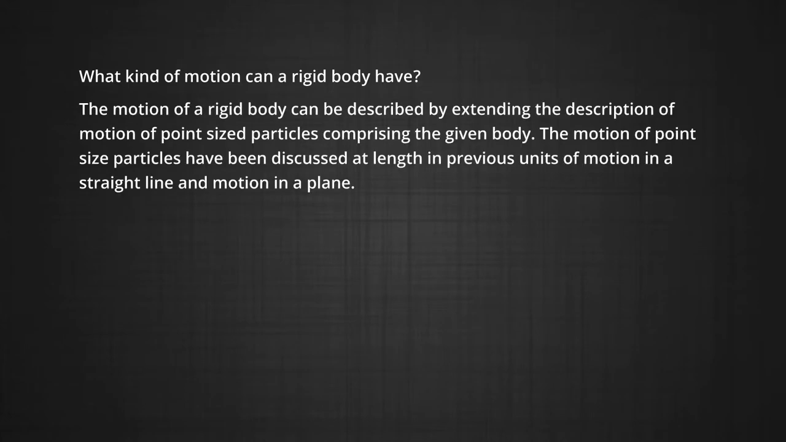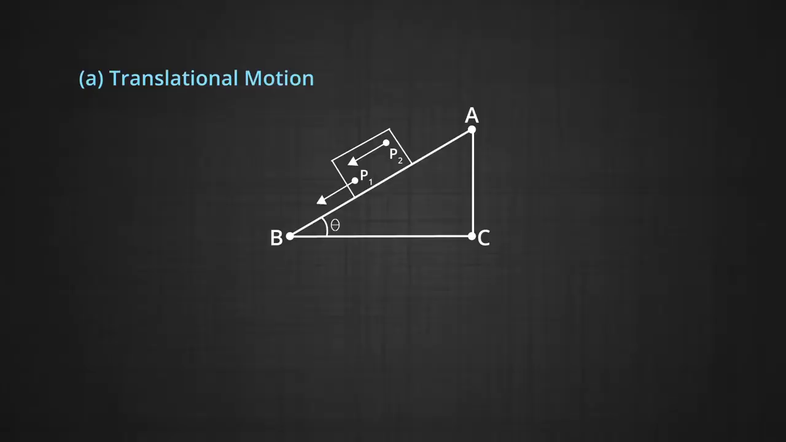The motion of a rigid body can be described as an extension of the description of motion of the point size particles comprising the given body. The motion of point size particles has been discussed at length in the previous units, motion in a straight line and motion in a plane. Let us try to explore this by taking some examples. First, we take up translational motion. We consider a rectangular block sliding down an inclined plane without any sideways movement. We have done such problems in laws of motion.